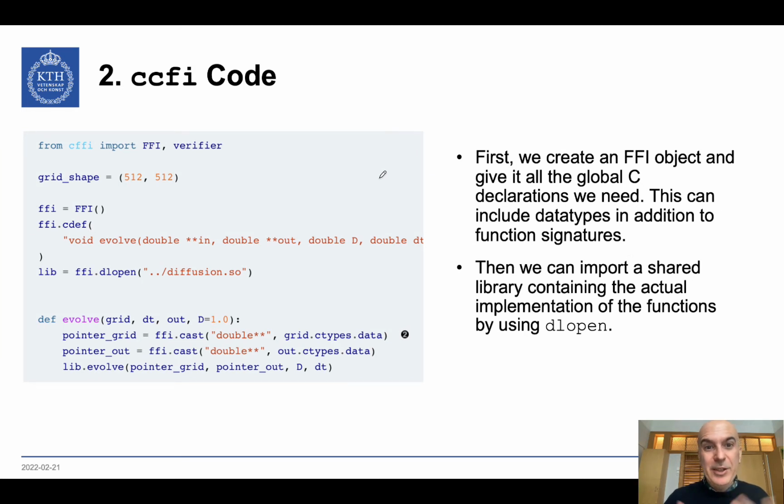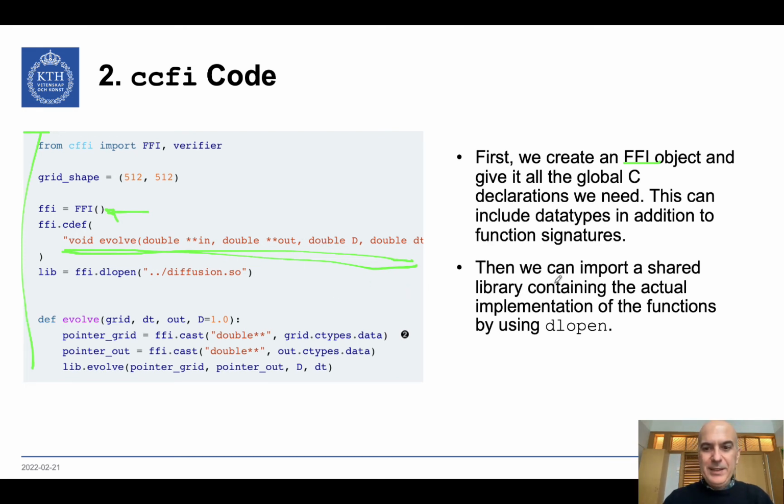So this is our Python code calling the evolve function from the diffusion.so library. As you see, it is largely simplified. First, we create an FFI object with this function here and give it the global C declarations we need. So we define our function, and we do ffi.cdef, so we do the declaration, and then we give the signature. That is the function we have in the header file.